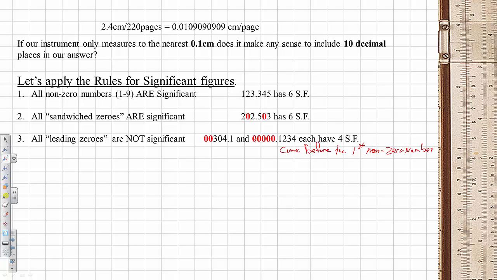That also includes, what if we had something like this? What if it was 0.000001? How many sig figs is that? Well, all these zeros are leading. We've only got 1 sig fig.